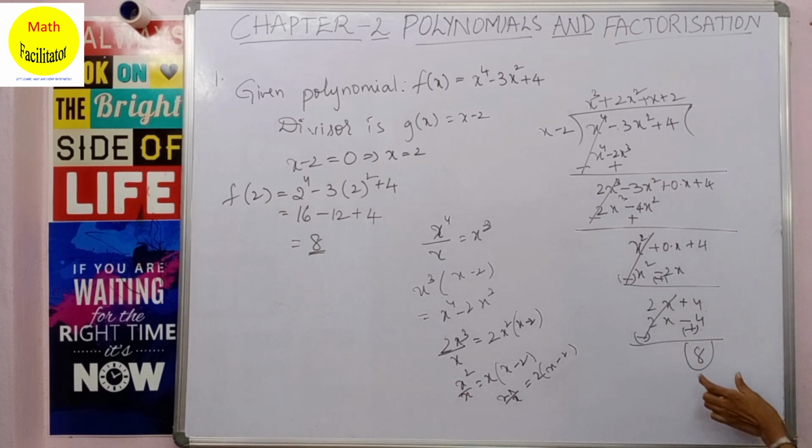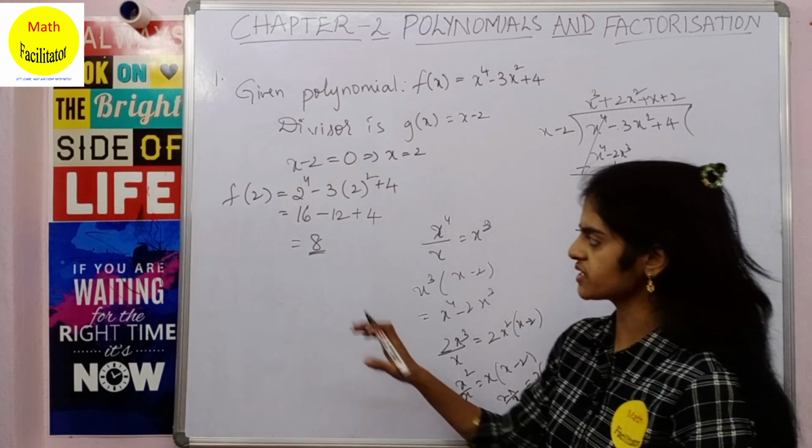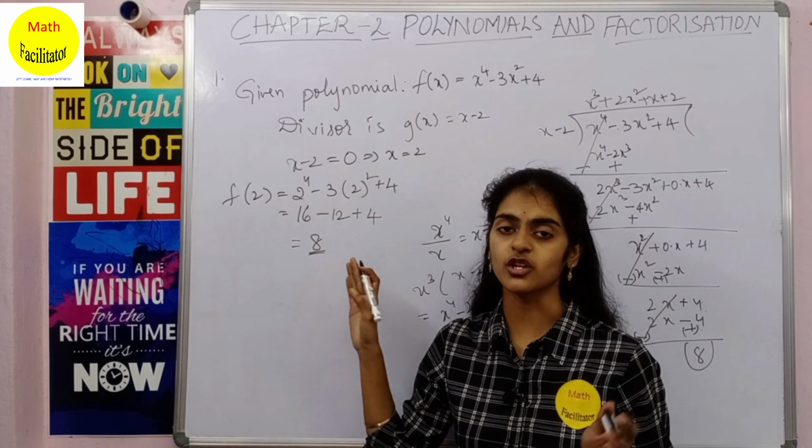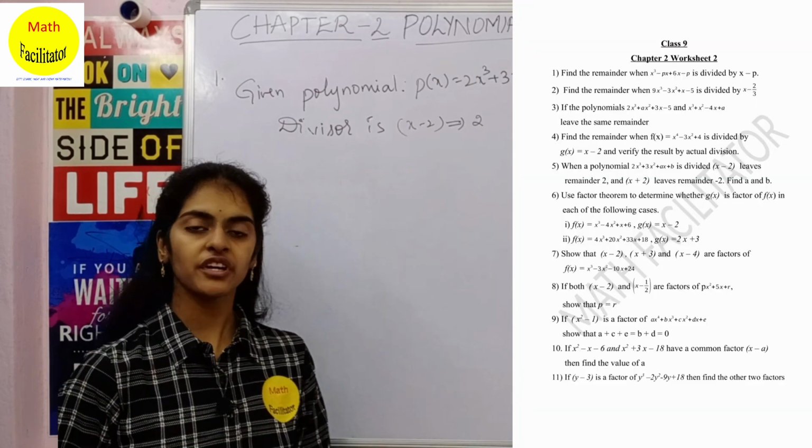So what is the remainder? The remainder is 8 if you divide it actually, and here also the remainder was 8 using the remainder theorem. So you have verified both the methods. Moving on to the next question.